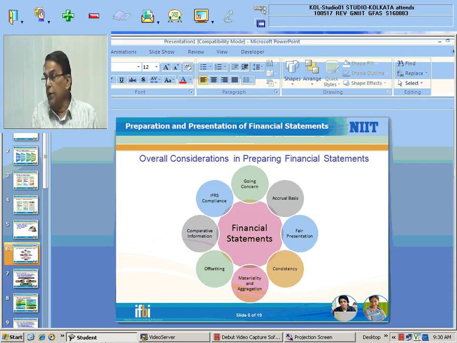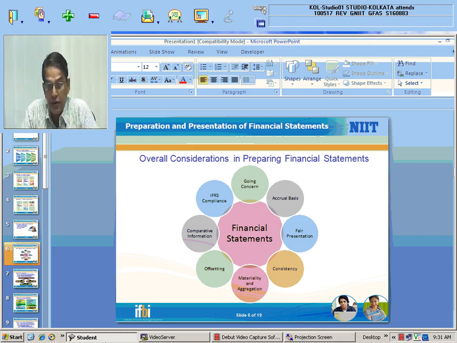Going concern is another important basis. The going concern basis means that the financial statements should be prepared on a going concern basis unless management intends to liquidate the entity or cease trading or has no realistic option but to do so. So the going concern basis means financial statements should be prepared on the assumption that the entity is going to carry on the business for a long time. So this entity is a going concern. It will continue to do the business for a long time. So it should be based on this assumption that financial statements are prepared.